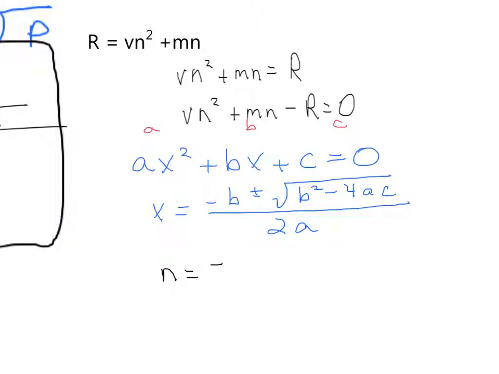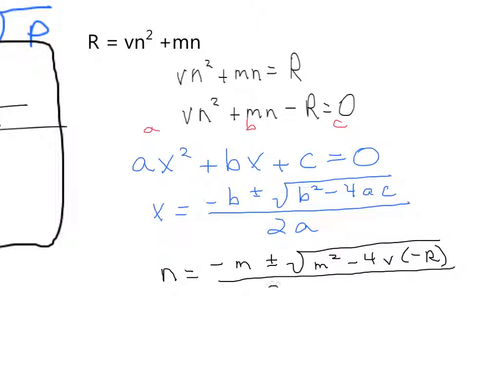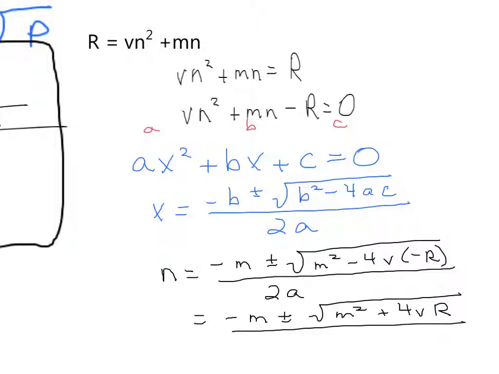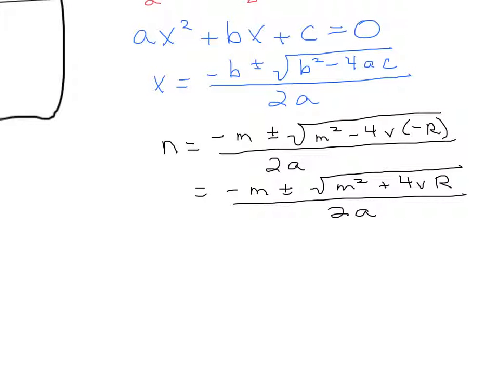So n equals negative b, which is m, plus or minus the square root of b squared, or m squared, minus 4 times a, which is v, times c, which is negative r, over 2a. And so that's going to equal negative m plus or minus the square root of m squared plus 4vr over 2a. And at this point, we have everything.